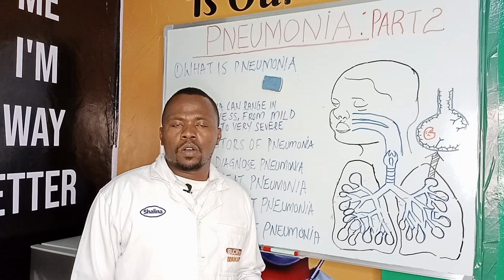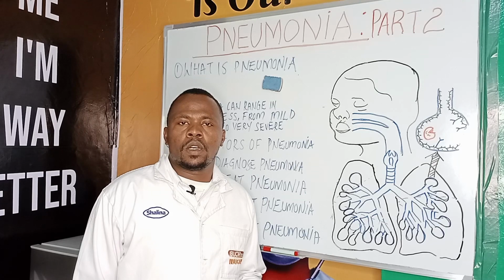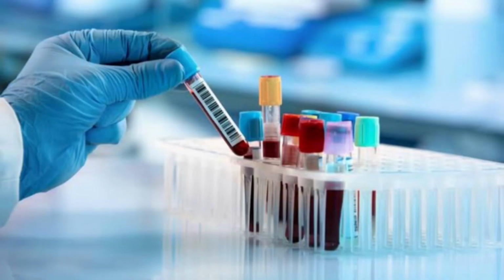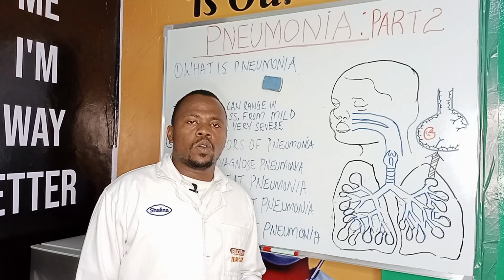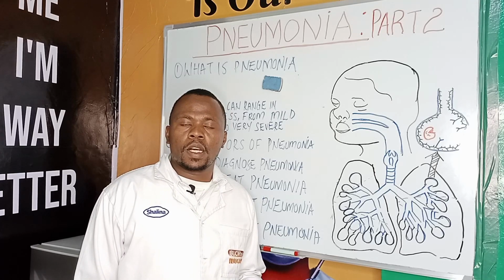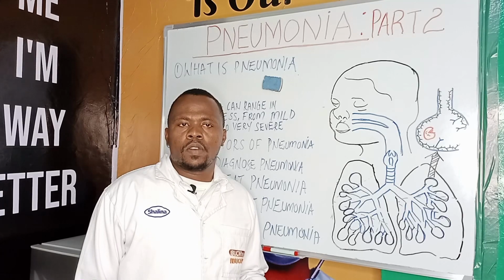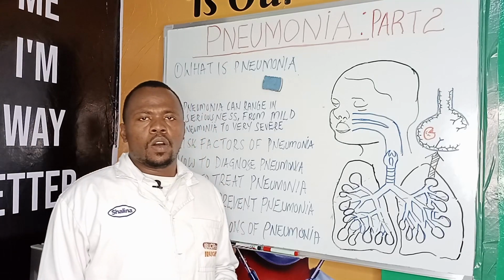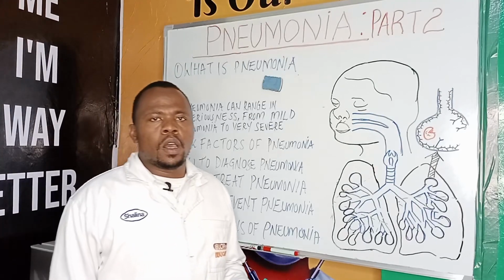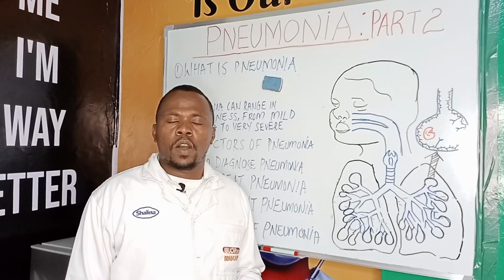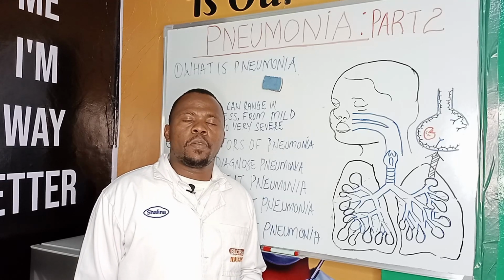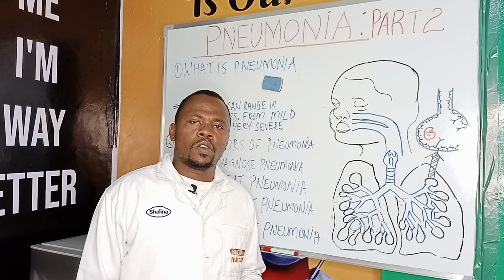And number three, your doc may also order tests and imaging studies. These tests include, one, blood tests. For blood tests, we have a full hemogram. We also have another test we call a blood culture. We also have another test that we call a coagulation profile. All these tests will help to confirm if you have the infection, and they may also identify the type of bacteria that is causing your pneumonia.